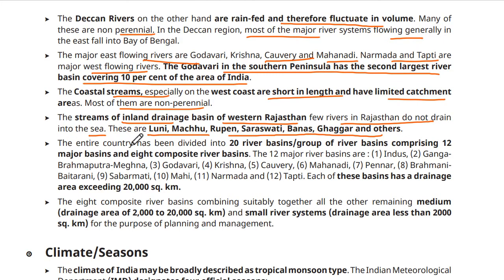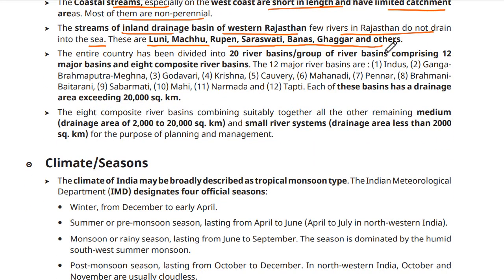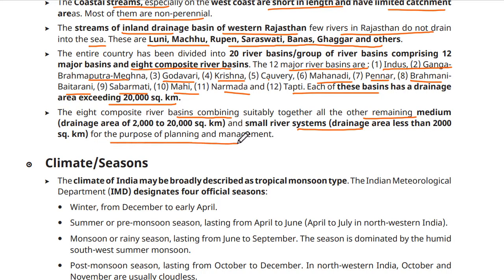The entire country has been divided into 20 river basins, comprising 12 major basins and 8 composite river basins. 12 major river basins are Indus, Ganga, Brahmaputra, Meghna, Godavari, Krishna, Kaveri, Mahanadi, Pennar, Brahmani, Baitarani, Sabarmati, Mahi, Narmada, Tapi. Each of these basins has a drainage area exceeding 20,000 square kilometer. The 8 composite river basins combine suitably together all the other remaining medium drainage areas of 2,000 to 20,000 square kilometer and small river systems with drainage area less than 2,000 square kilometer for the purpose of planning and management.